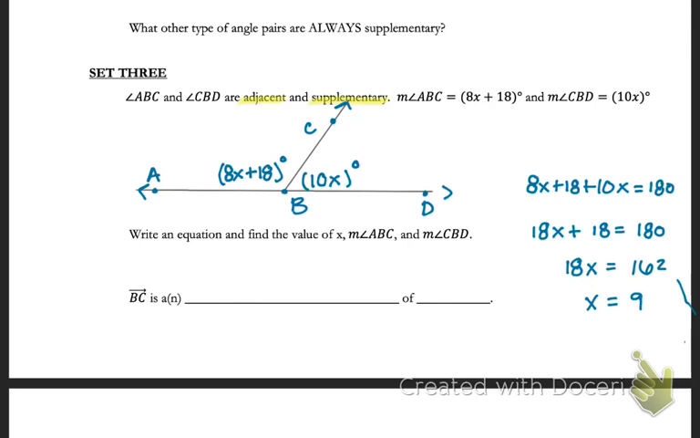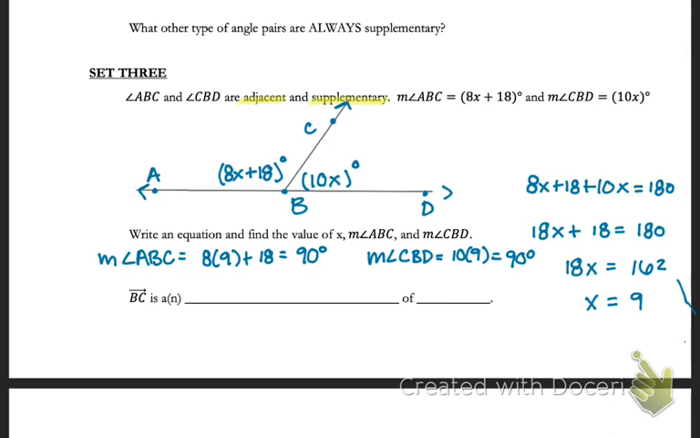9. Once we know the value of x, it says to find the measure of angle ABC and the measure of angle CBD. So I'm going to go ahead and plug in the value of my x to find the measure of these angles. And what you notice is that both angles are 90 degrees. Now our diagram is obviously not drawn like that, but we didn't know going into this problem whether it's going to be equal or not.